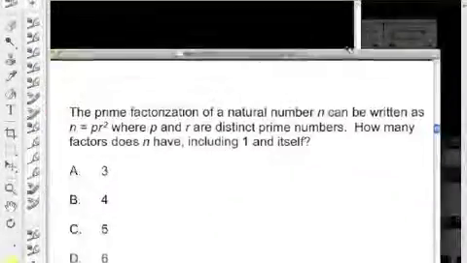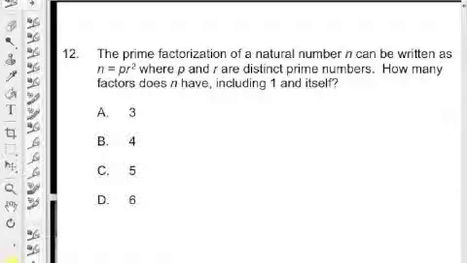First, I have my problem, and one of the first steps I always do is I read the problem over to sort of get an image of what the problem's asking me to do. So it reads this way: the prime factorization of a natural number n can be written as n equals p r squared, where p and r are distinct prime numbers. How many factors does n have, including 1 and itself?